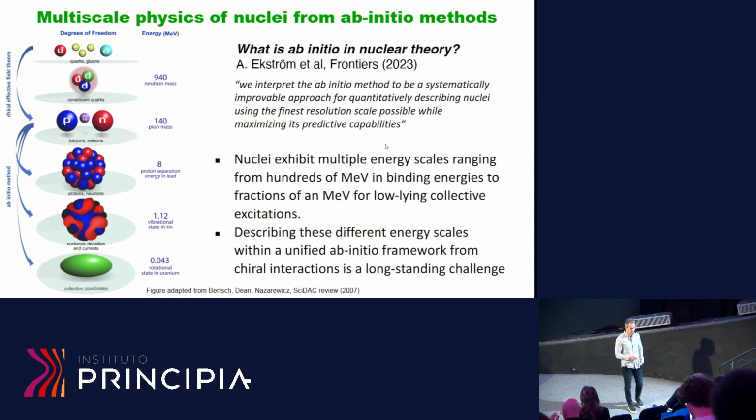We had a paper with Andreas Ekström and collaborators, two years ago now, where we put out our definition of what we mean by an ab initio approach to describe nuclei. This is summarized in a sentence here: we interpret the ab initio method to be a systematic, improvable approach for quantitatively describing nuclei using the finest resolution scale possible. All right, so what do we mean by that?